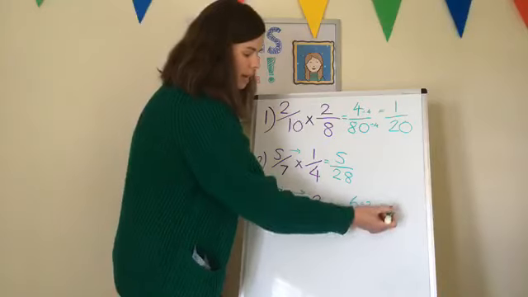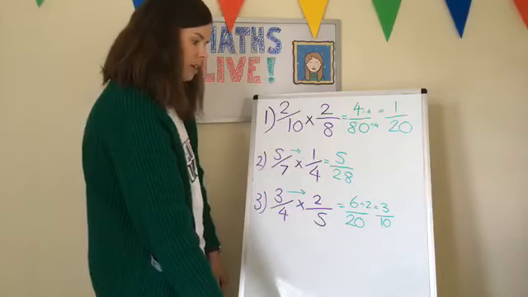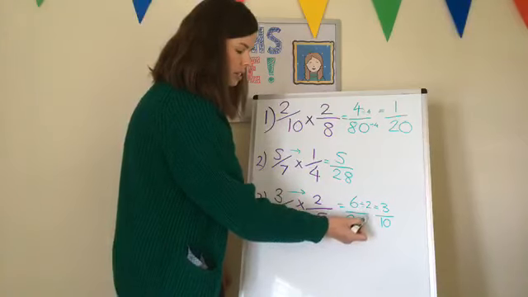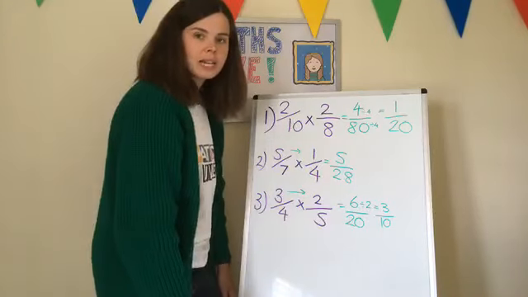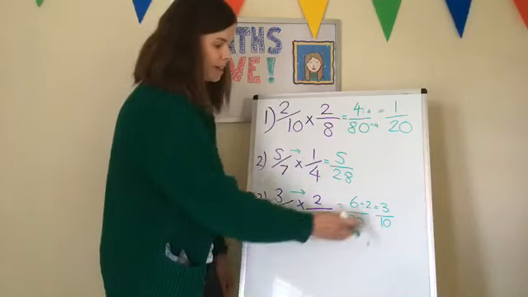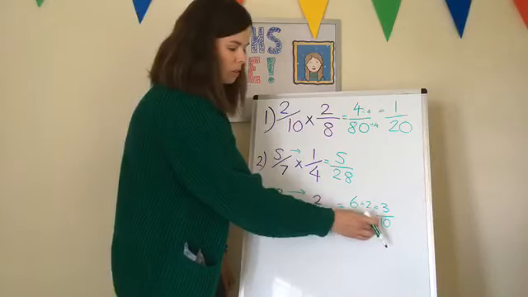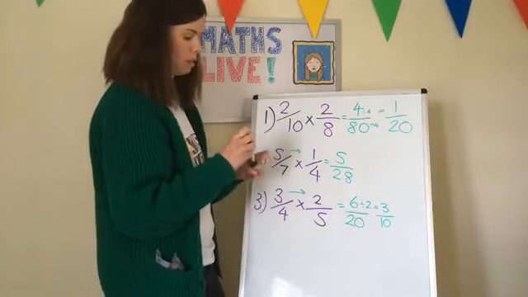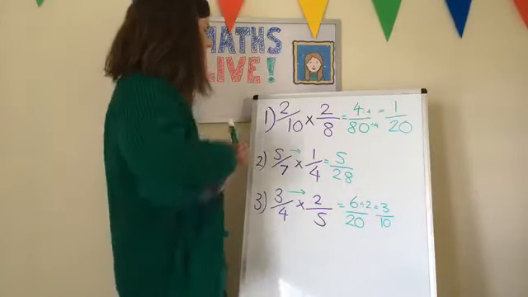Can I simplify that any further? Because I've divided 6 by 2, which is 3, and I've divided 20 by 2, which is 10. No, because 3 does not go into 10. So that's 3/10, the smallest amount. I hope that was alright.